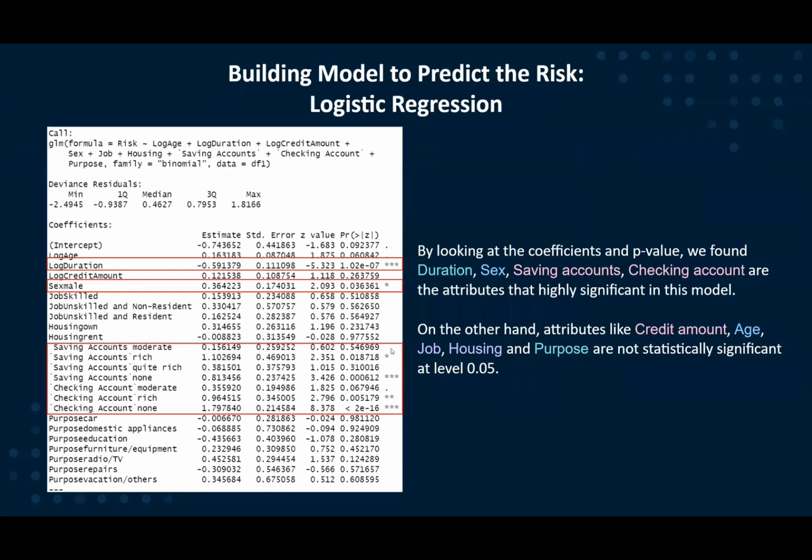So for the first logistic regression model, based on the coefficient table and the p-values, we can see that duration, sex, customers' saving accounts amount, and checking accounts amount are the attributes that are highly significant in this model. On the other hand, credit amount, age, job, housing, and purpose are not statistically significant at a threshold of 0.05 for p-value.